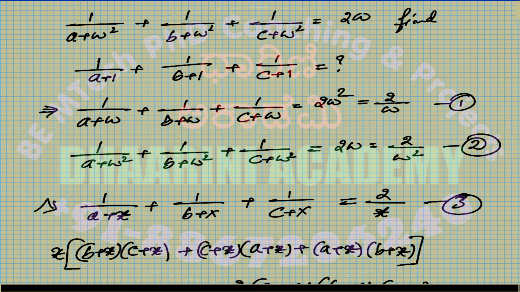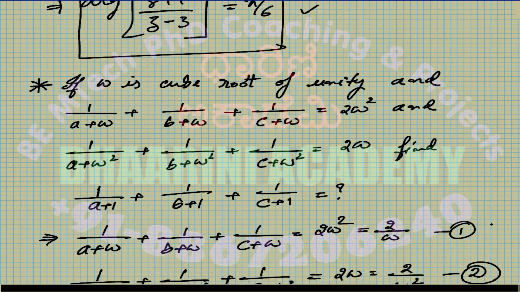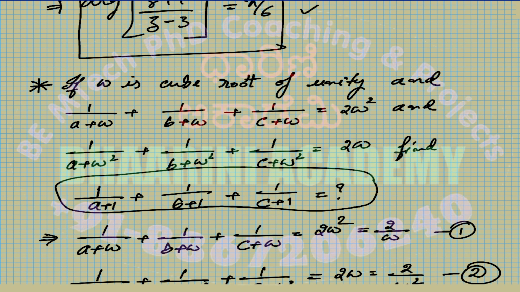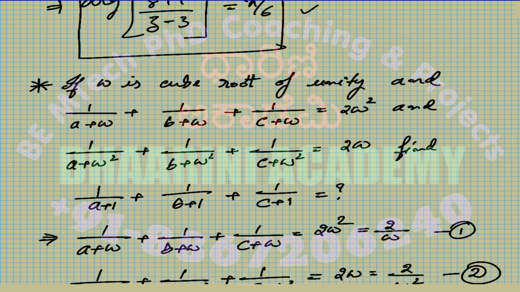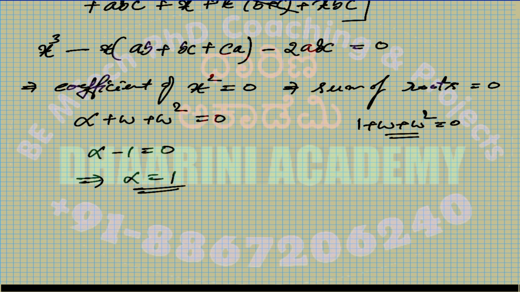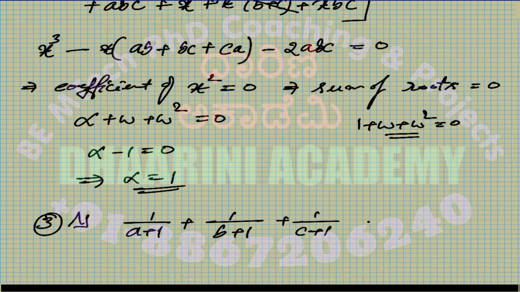So that is the asked question there. You can see that we need to find the value, right? Simply substitute, you get the answer. So in the third equation, we'll put x equal to 1. So equation number 3 gives 1 divided by a plus 1, plus 1 divided by b plus 1, plus 1 divided by c plus 1 should be equal to 2 by x, 2 by 1, so the answer is 2, and 2 is there in the options.